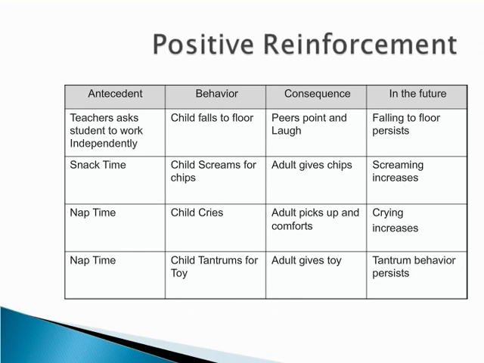Okay, so it's snack time and the child screams for chips. The consequence is someone gives him chips. So in the future, this child will continue to scream when they want something because in the past they have been reinforced by getting the chips. All right, it's nap time. The child begins to cry. The adult picks up the child and comforts the child. Guess what? In the future, the crying will increase. Another example: the child pitches a fit or a tantrum to get a toy, so guess what? The adult gives the toy. So in the future, the tantrum behavior persists.